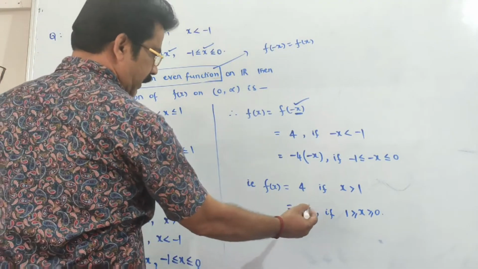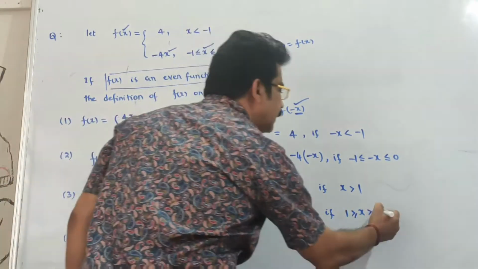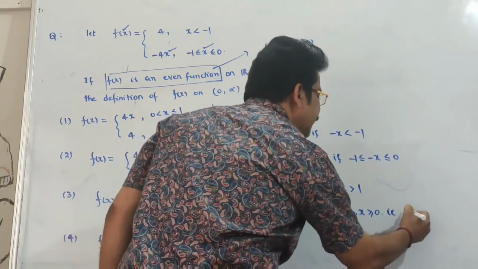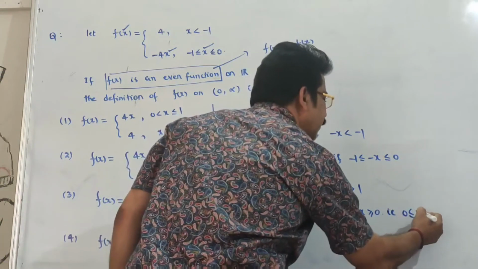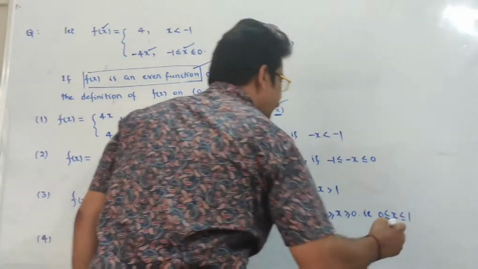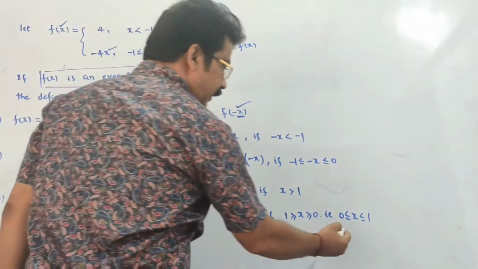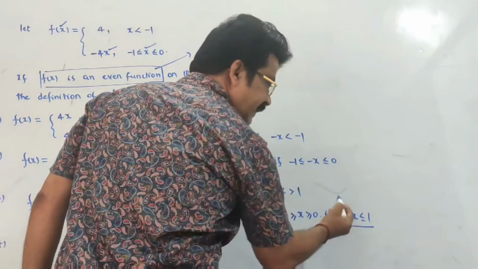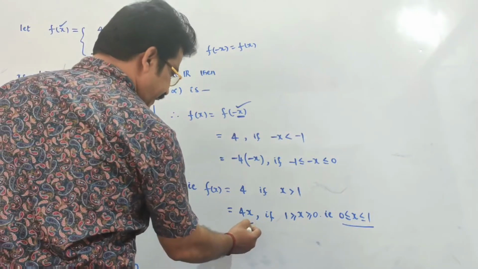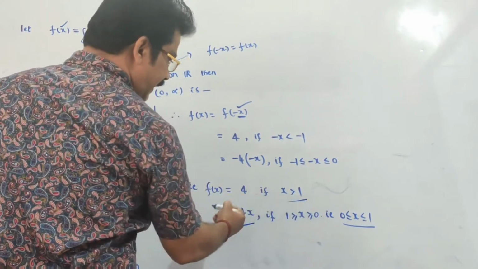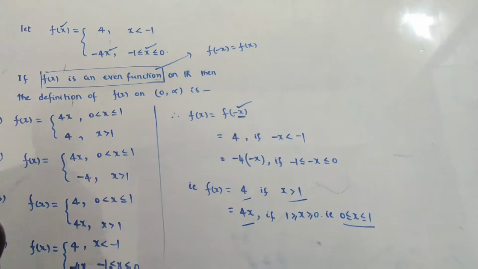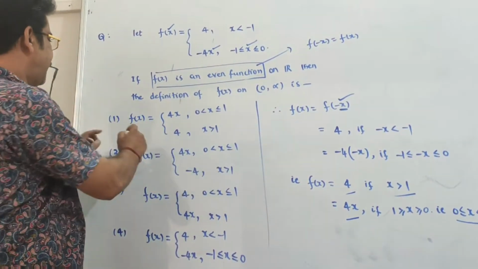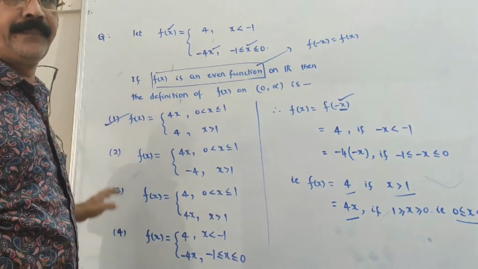So therefore that is nothing but 0 ≤ x ≤ 1. So x belongs to the closed interval [0, 1], it is defined as 4x. For x greater than 1, it is defined as 4. So which option is right? 4x on 0 to 1. Okay, the first option is right. Finish.